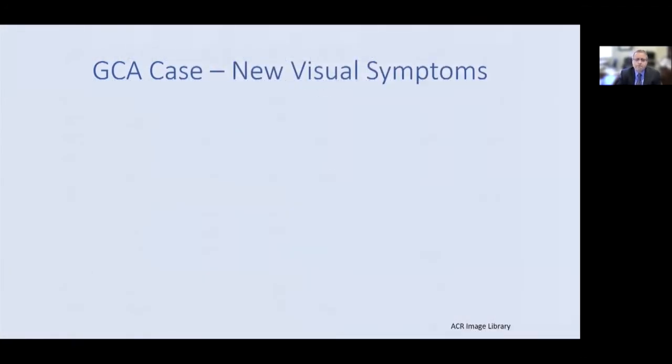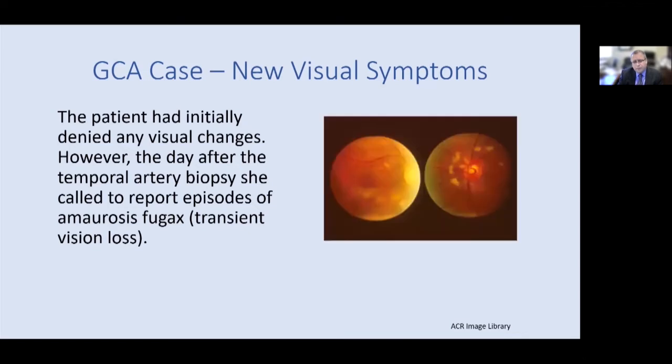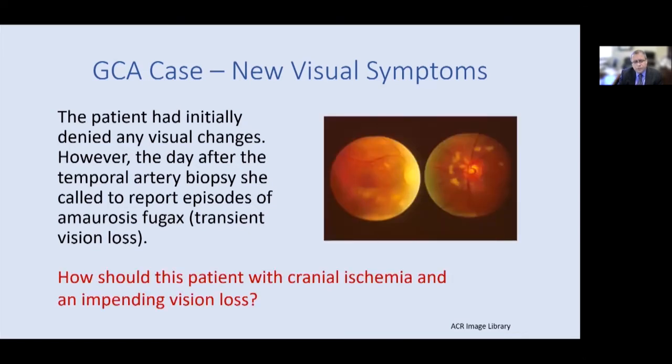So this patient comes back to you right after the biopsy, the first day or two, and tells you that she's developed vision changes, either diplopia, meaning double vision, or transient loss of vision, temporarily a curtain coming down and not being able to see out of one eye for a few seconds even. This is called amaurosis fugax. So what would you do in a case like this?